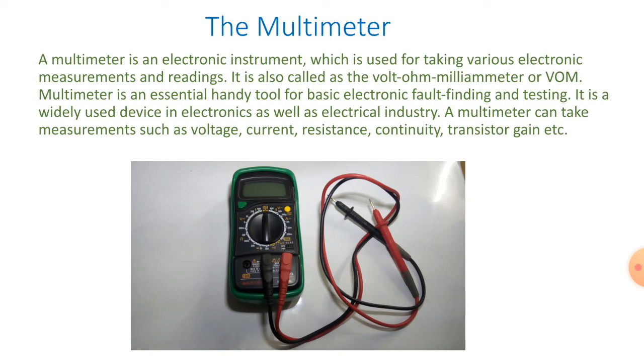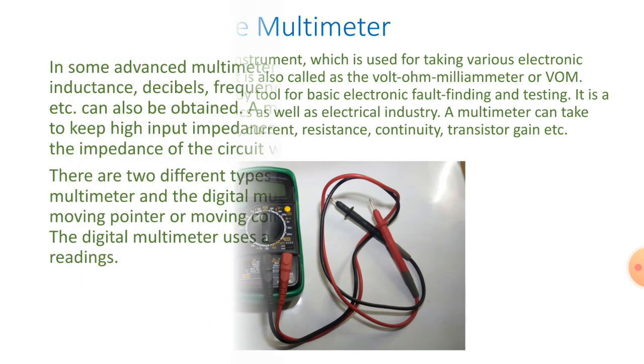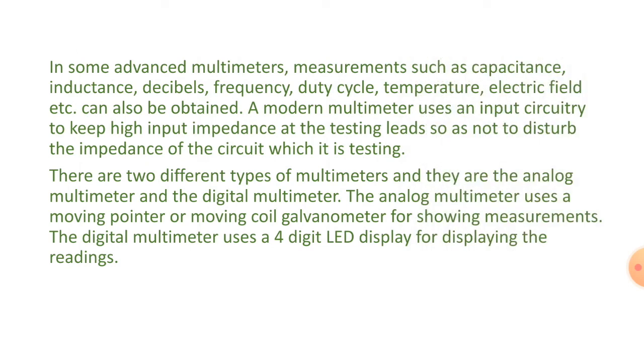A multimeter can take measurements such as voltage, current, resistance, continuity, transistor gain, etc. In some advanced multimeters, measurements such as capacitance, inductance, decibels, frequency, duty cycle, temperature, electric field, etc. can also be obtained. A modern multimeter uses an input circuitry to keep high input impedance at the testing leads so as not to disturb the impedance of the circuit which it is testing.